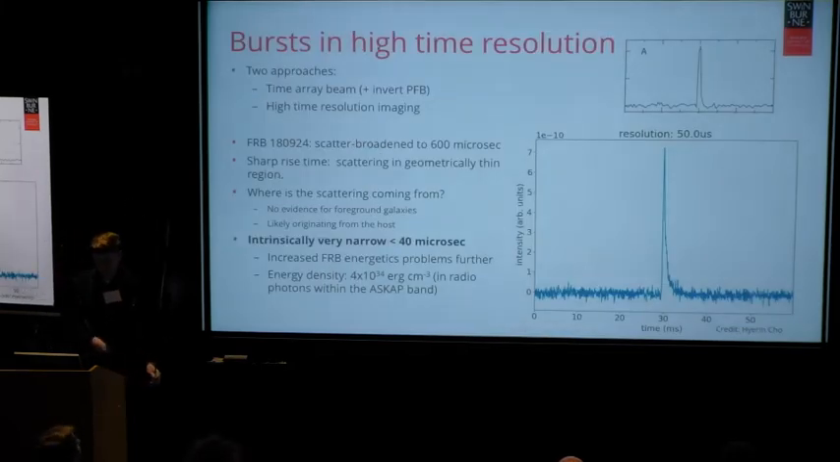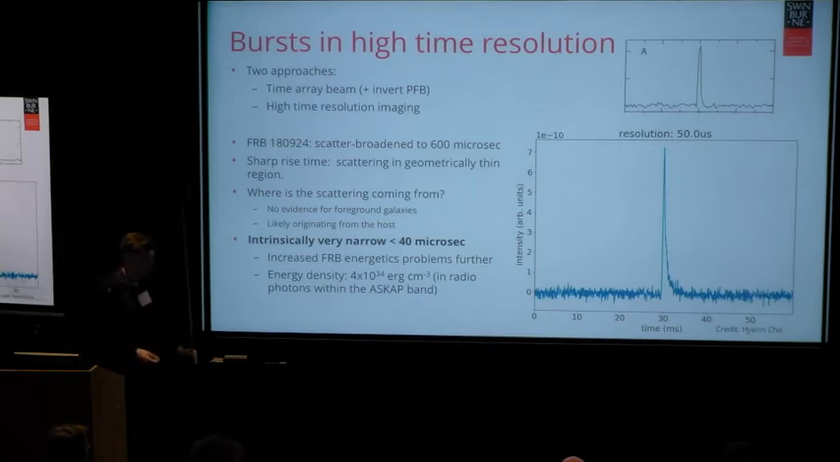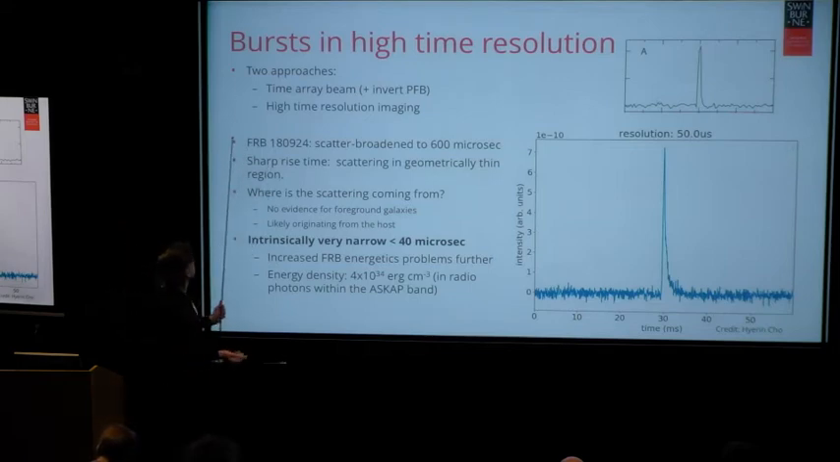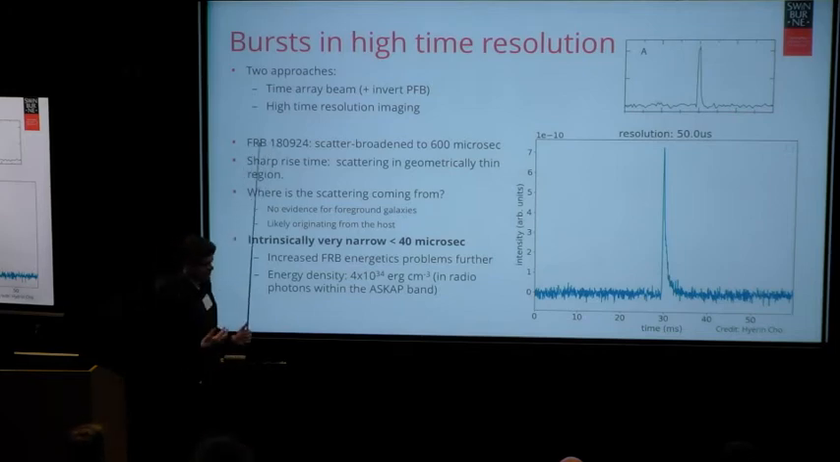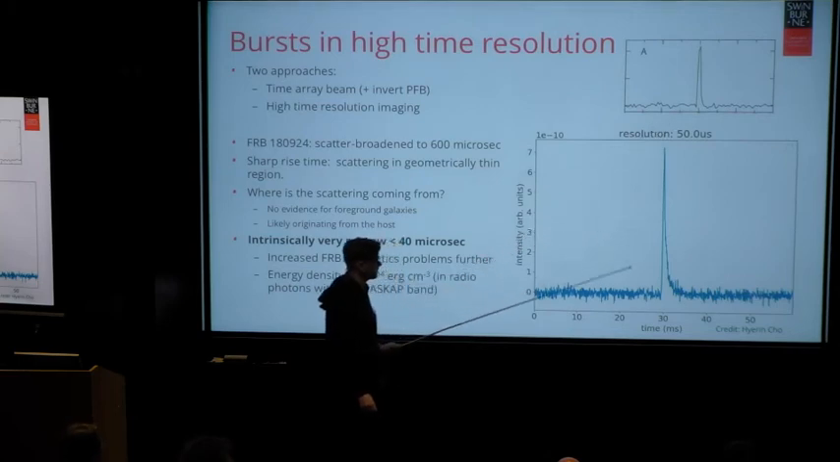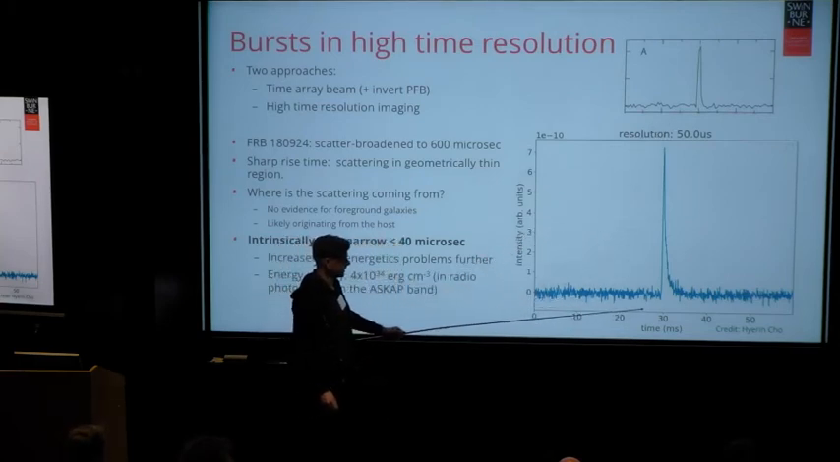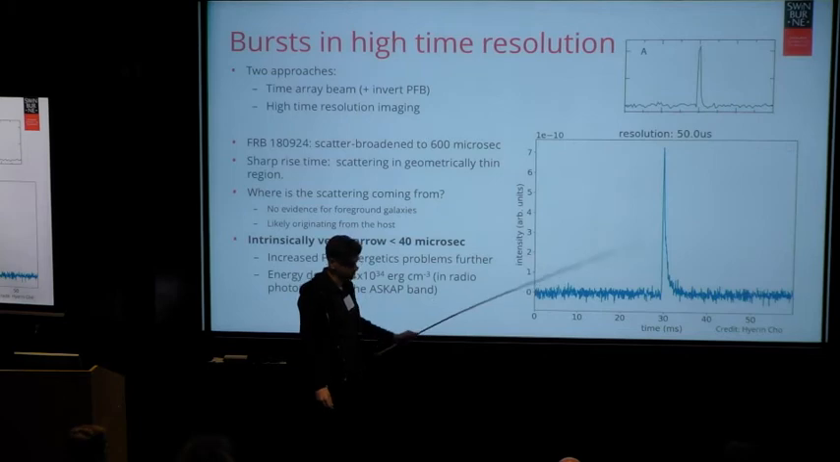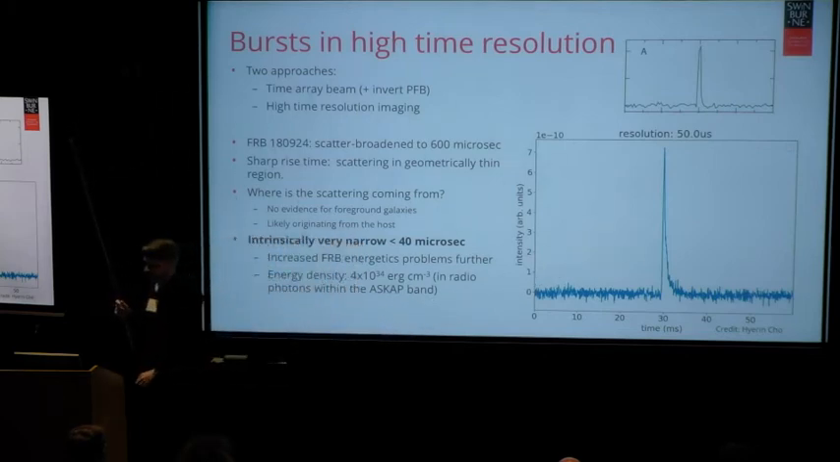So for the last little bit of the talk, I just want to tell you about what we can do with FRBs in high time resolution. We can take our voltages and do a few things with them. We can either form a tight array beam, or we can just do high time resolution imaging. Either way, we can get much better than 1 millisecond time resolution. So here's 180924. This is what it looked like in the incoherent sum, but when we do the high time resolution imaging, this is what it looks like. This sharp rise time and exponential tail is what scattering is. That's scattering from a thin screen.